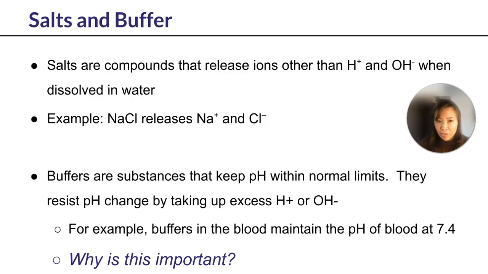Like, we don't want to vary too much. Why do you think that is? Why is it important that we have this buffer that allows our pH to stay within that 7.4 range? So we don't want it to vary too much, and it can actually make a big difference. If we vary too much, in both directions, it could actually lead to death, right?